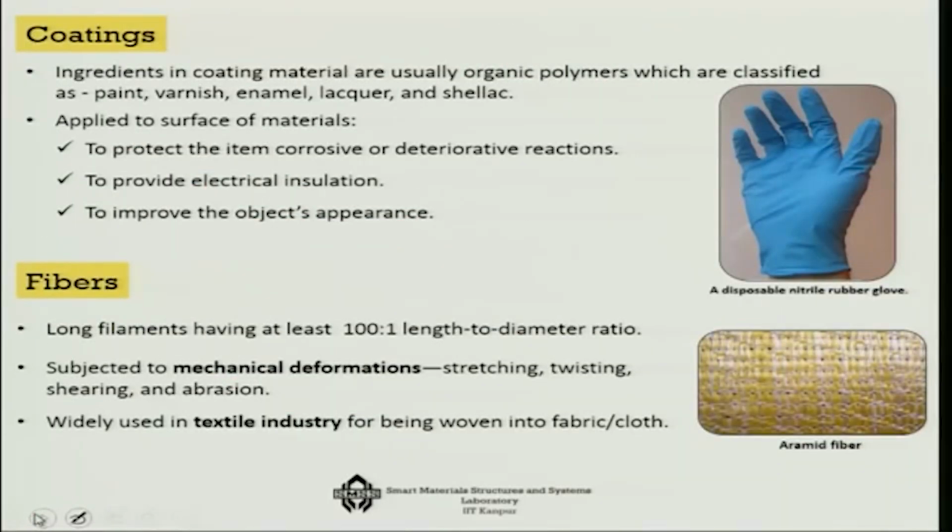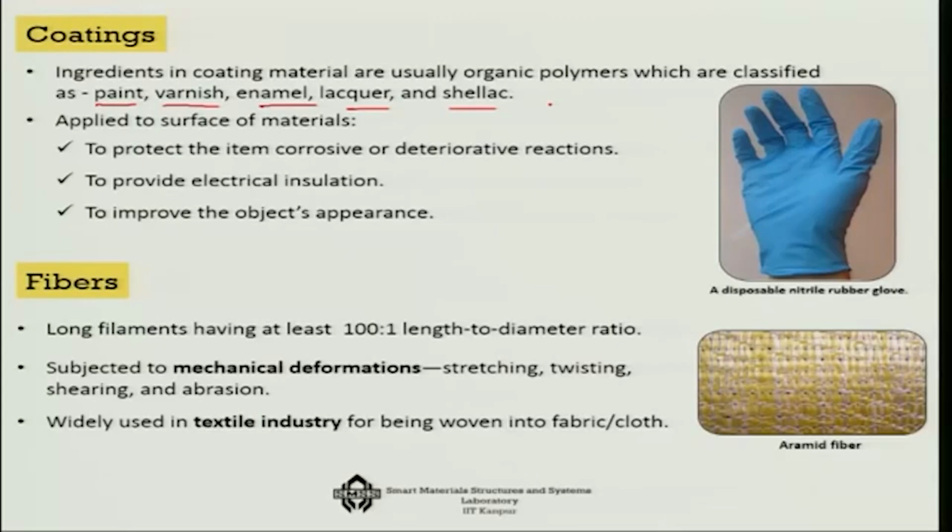You will see polymers in coatings. For example, in paints, varnish, enamel, lacquer and shellac, you will see them, and they are used to protect the surface from corrosion, and for electric insulation. To improve the appearance of an object you apply the polymeric colors. So that is for the coating.